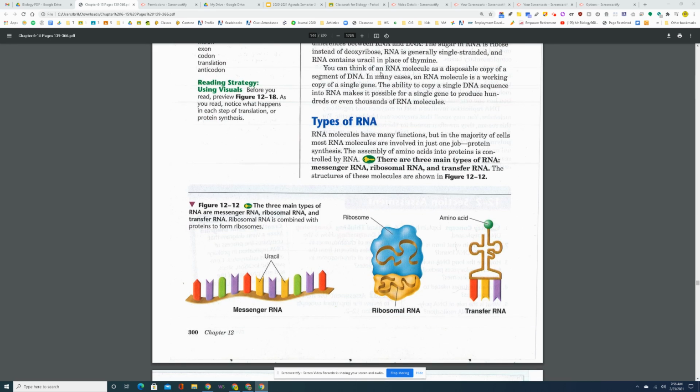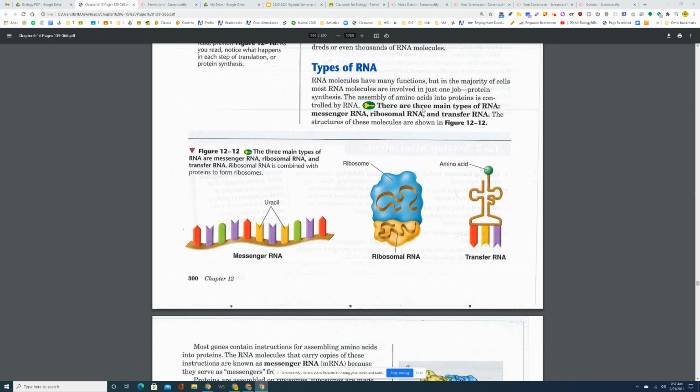You can think of an RNA molecule as a disposable copy of a segment of DNA. In many cases, an RNA molecule is a working copy of a single gene. The ability to copy a single DNA sequence into RNA makes it possible for a single gene to produce hundreds or even thousands of RNA molecules.